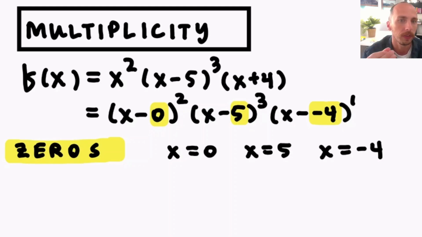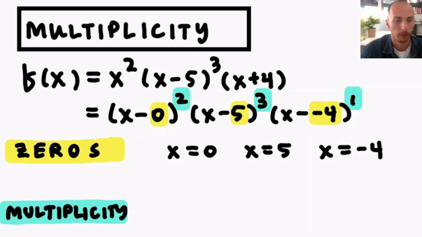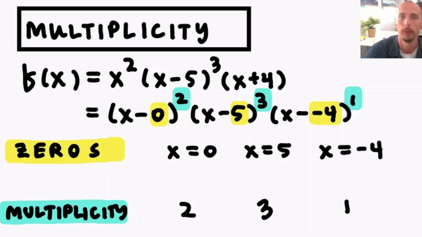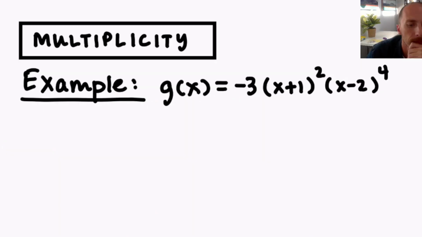But then the multiplicities, I'm going to grab those from the exponents, the number of times the factor is repeated. So the multiplicity for the zero at x equals 0 is going to be 2. The multiplicity for the zero at x equals 5 is going to be 3. And the multiplicity of x equals negative 4 is going to be 1. For multiplicity 1, we oftentimes call that a single root. For 2, we would call that a double root. And 3, we would call a triple root.